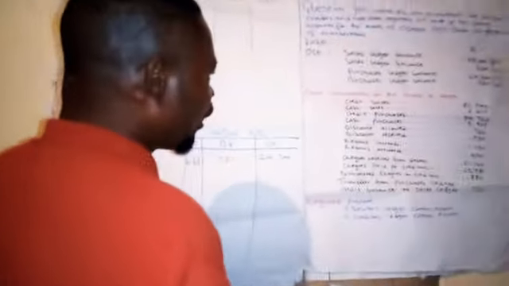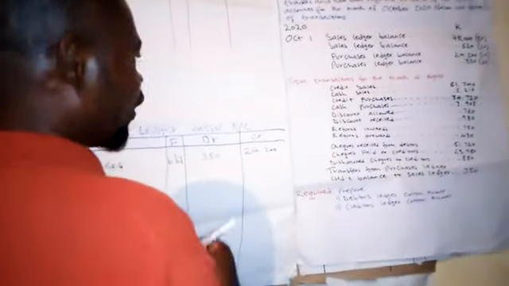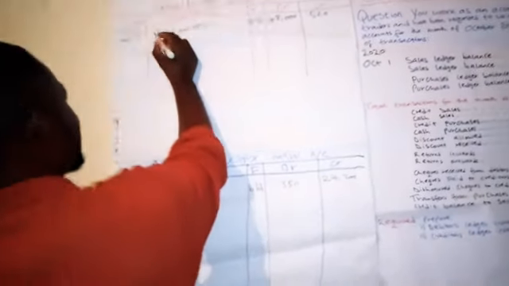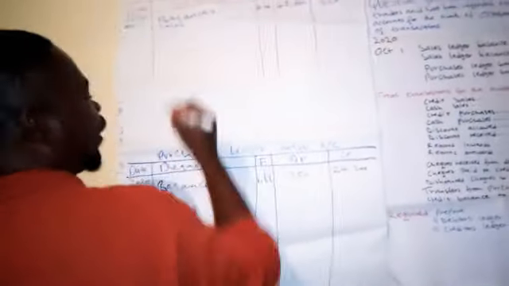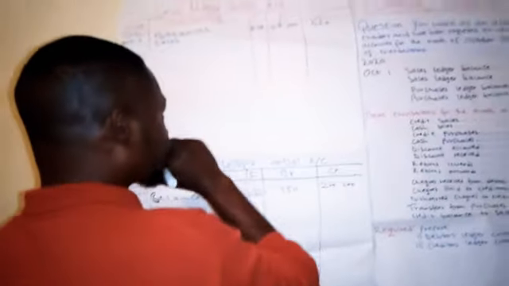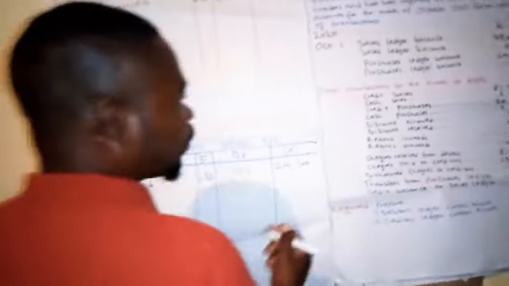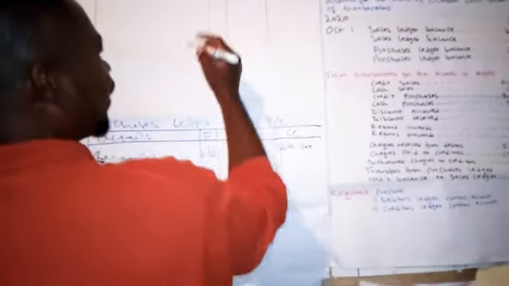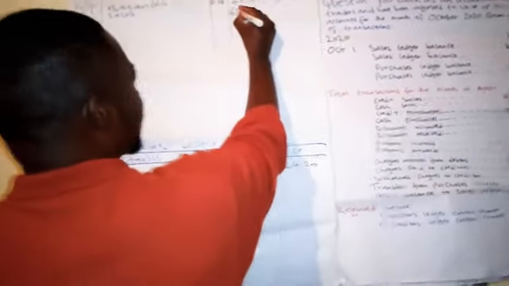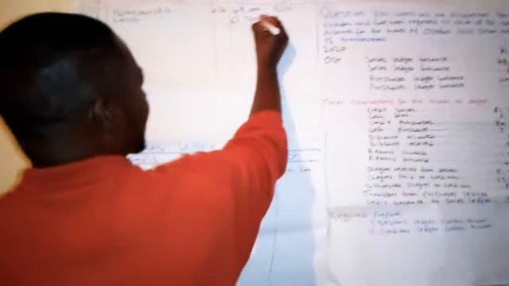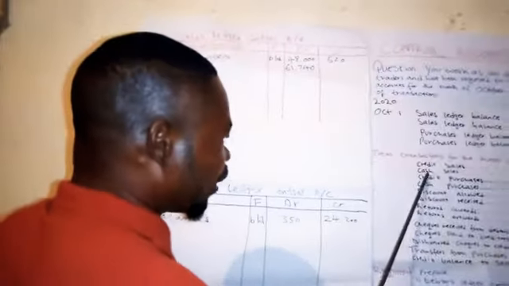Okay, we have credit sales. So credit sales goes to the sales ledger. So you write here sales. Credit sales should be recorded on the debit side. Okay, so we have 61,740. Then from there we have cash sales. This one, leave it. Don't record the cash sales.